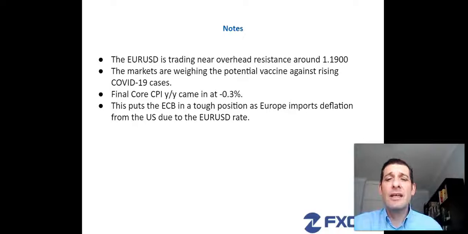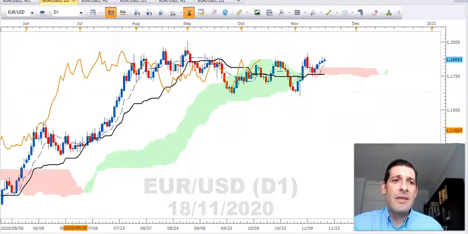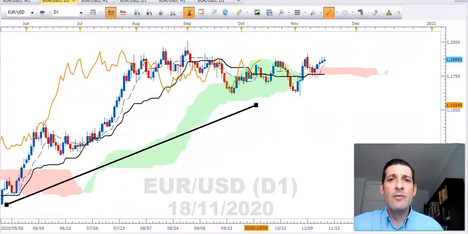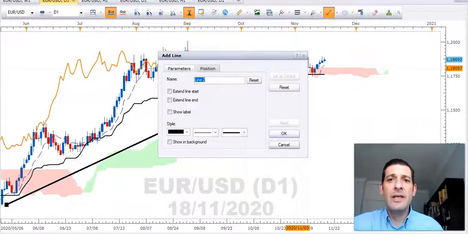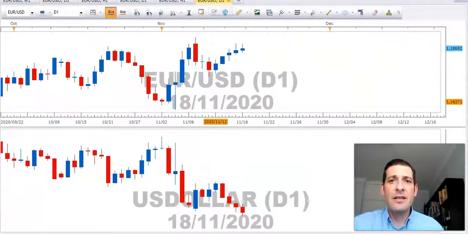Euro US dollar rate. Let's take a look at the chart and we can see this more clearly, and you can see that the Euro US dollar has been moving in this northeasterly direction, and that is in effect making the imports into Europe far cheaper for the Euro area. They're importing deflation.